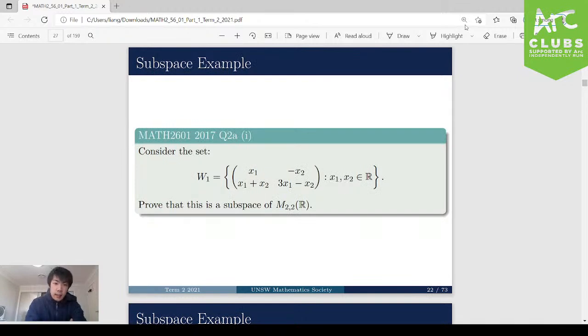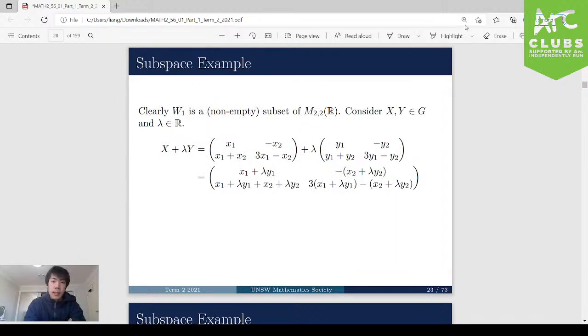Consider the set W1, where you have this matrix here, where x1 and x2 are elements from the real numbers. Prove that W is a subspace of the 3x3 matrices with real entries. Okay, let's have a look.